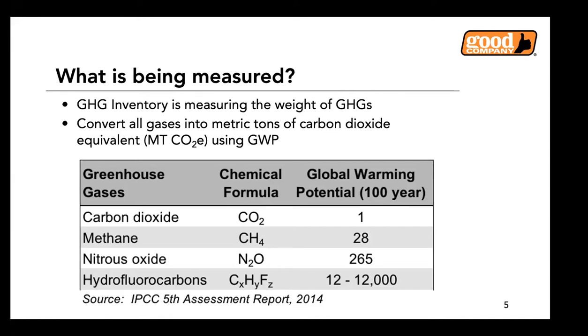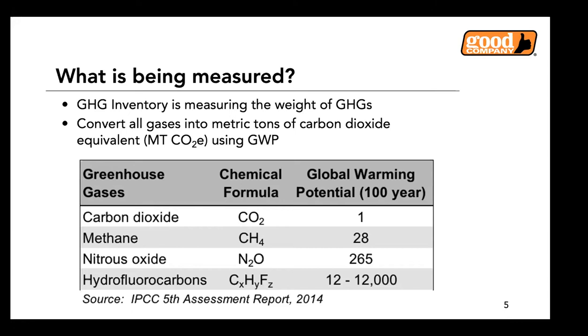So we take the weight of any gas and we multiply it by its GWP to get to metric tons of carbon dioxide equivalent. So if you have 1 metric ton of carbon dioxide, you multiply it by 1 to get 1 metric ton of carbon dioxide equivalent. But if you have 1 metric ton of methane in your inventory, it gets multiplied by 28. So you get 28 tons of carbon dioxide equivalent. So if you've ever heard somebody talk about powerful greenhouse gases, this is what they mean. Different greenhouse gases have different impact potentials.